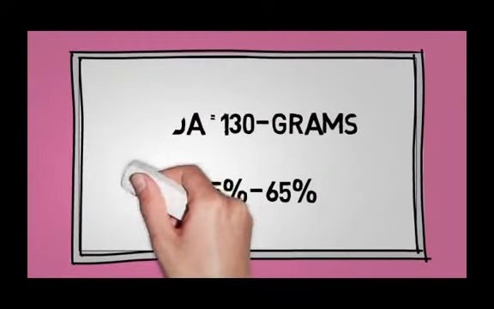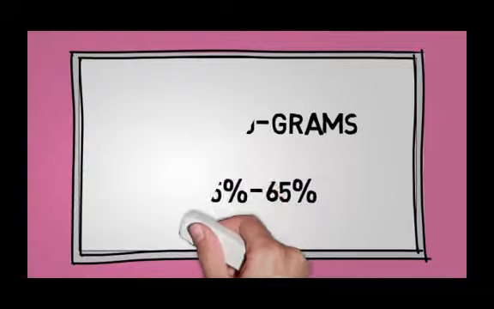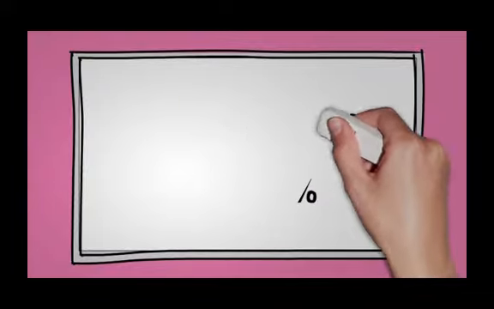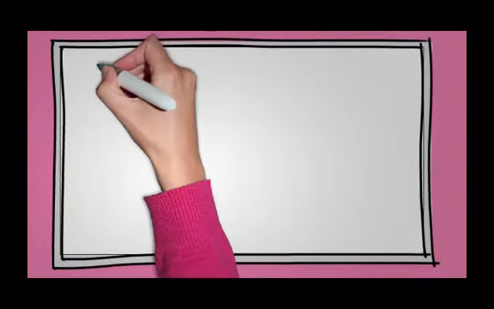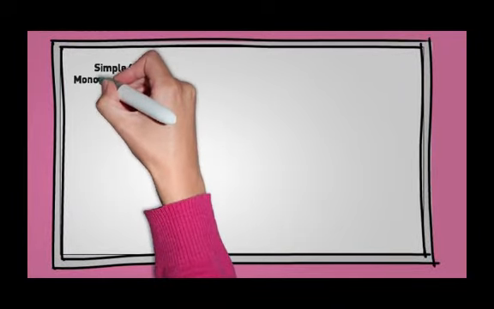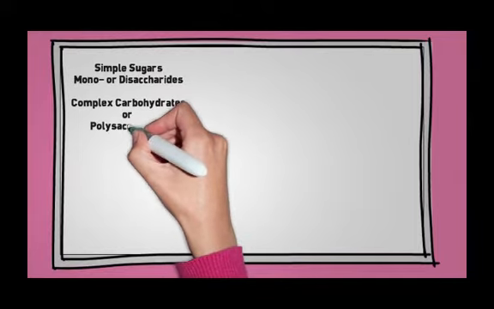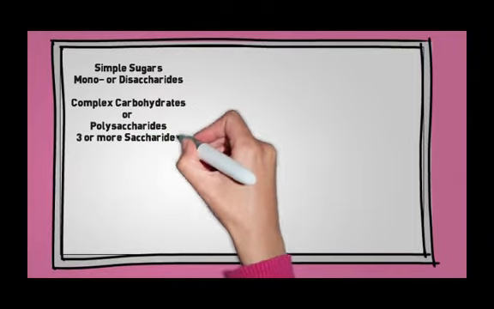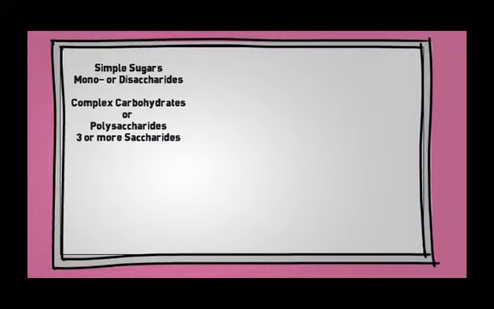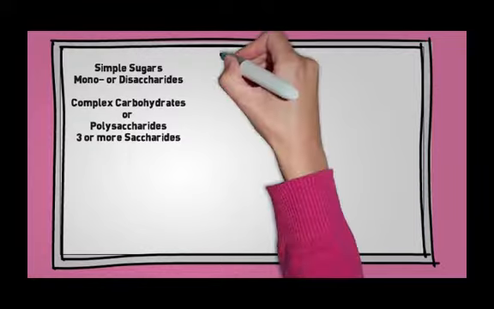Finally, carbohydrates are classified as either simple or complex. Simple carbohydrates, or simple sugars, contain 1 or 2 monosaccharides, whereas complex carbohydrates contain 3 or more monosaccharides. Complex carbohydrates are divided into starches and fiber.